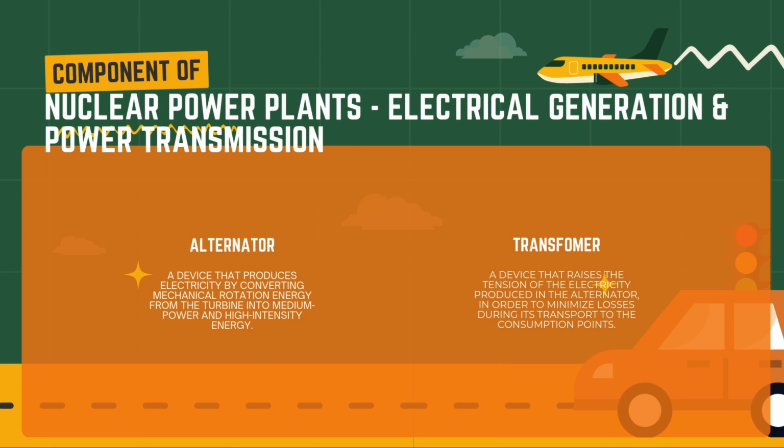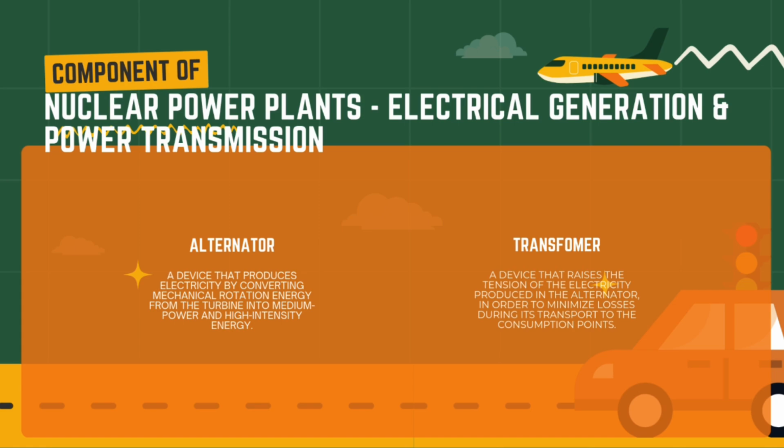Next, we will be exploring the internal workings and broader impacts of nuclear power plants. We begin with the final stage of the process, generating and moving electricity. Two key components make this possible. First, we have the alternator. This vital device converts the mechanical rotation energy, which comes from the steam turbine, into medium power, high-intensity electrical energy. It is essentially where the work of the plant becomes the power we use.